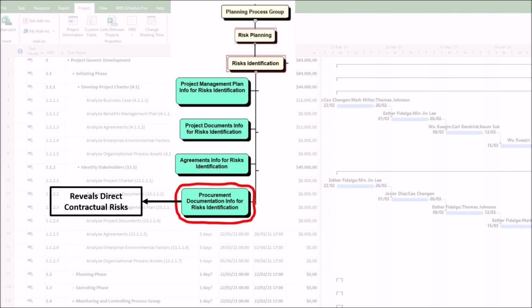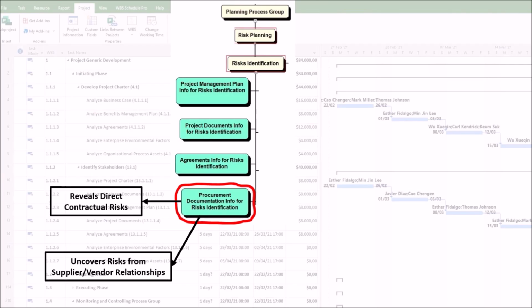Other relevant documents are warranties and liabilities. The specifics of warranties, indemnification clauses, and liability caps are a direct source of legal and financial risk. The last relevant documents are penalties and incentives. Liquidated damages for late delivery or performance incentives create schedule and performance risks.